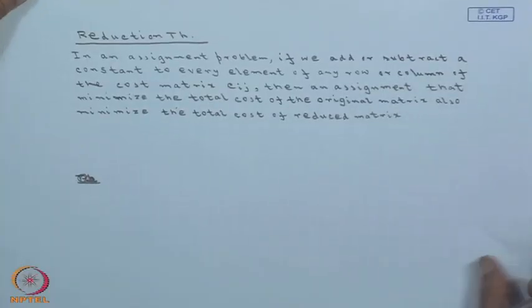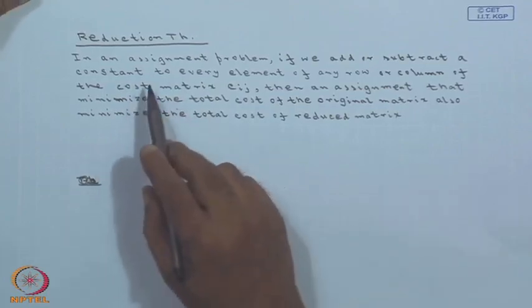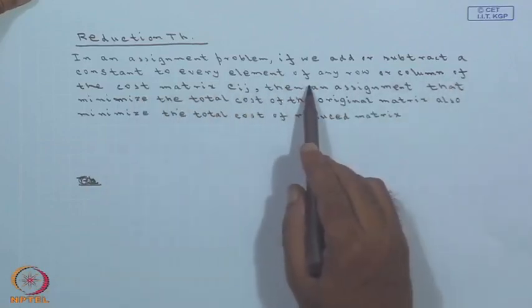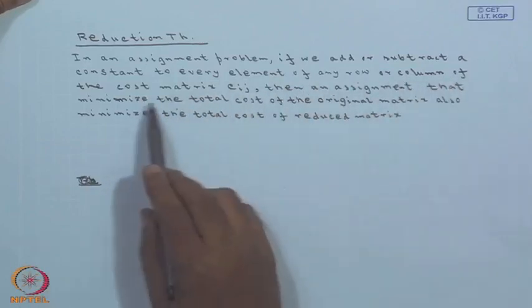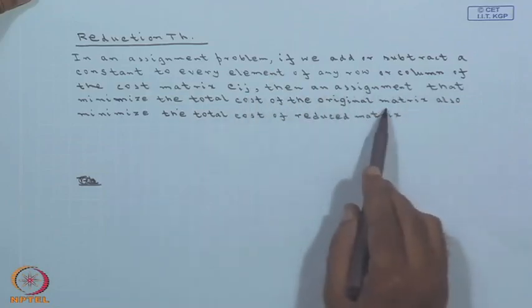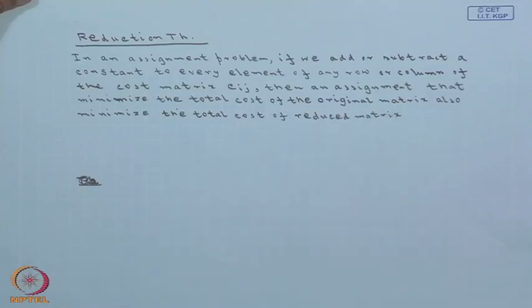Let me quickly go through two theorems. One is the reduction theorem. The reduction theorem says that in an assignment problem, if we add or subtract a constant to every element of any row or column of the cost matrix Cij, then an assignment that minimizes the total cost of the original matrix also minimizes the total cost of the reduced matrix.